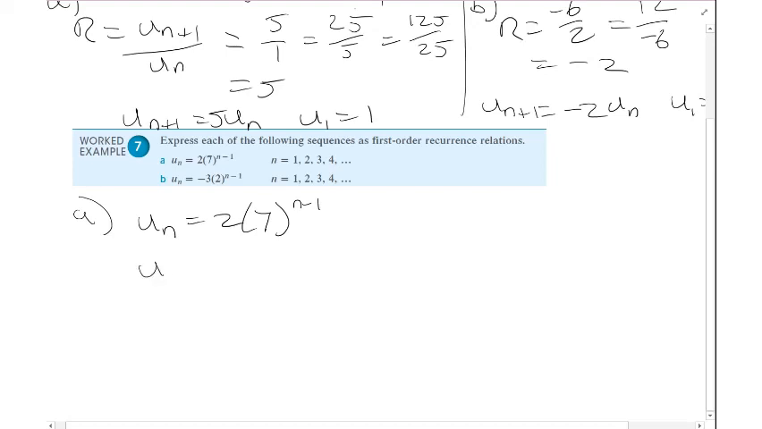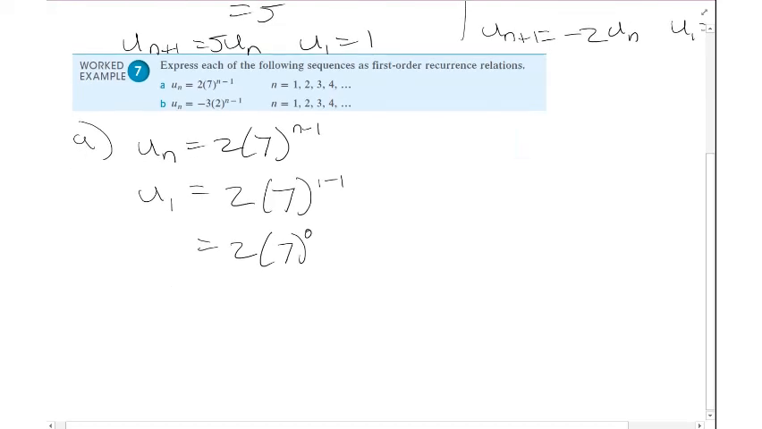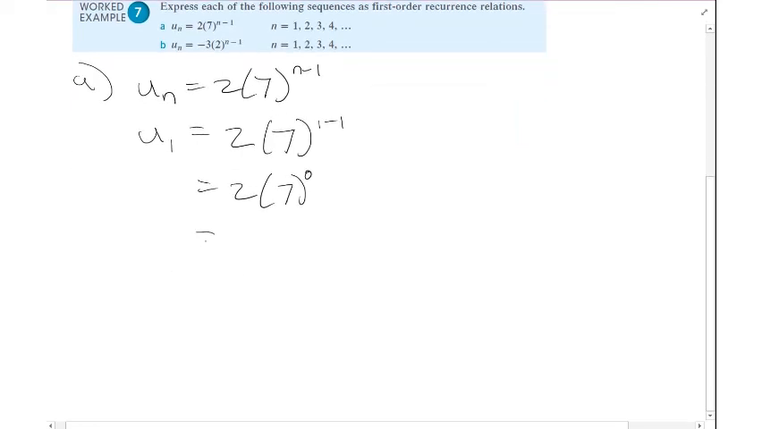So when I go U1, that becomes 2 times 7 to the power of 1 minus 1, which is equal to 2 times 7 to the power of 0. And anything with a 0 index law becomes 1, so it becomes 2 times 1 equals 2.